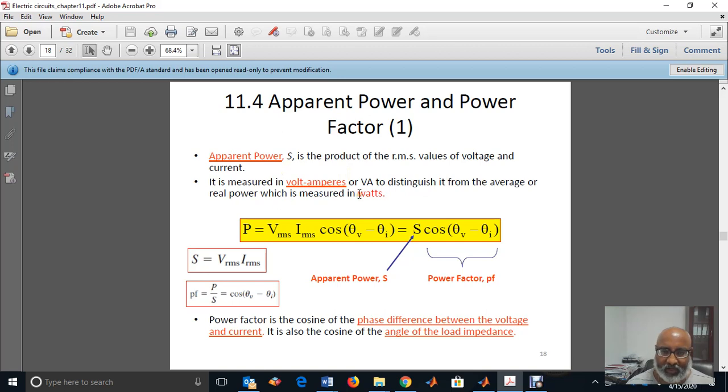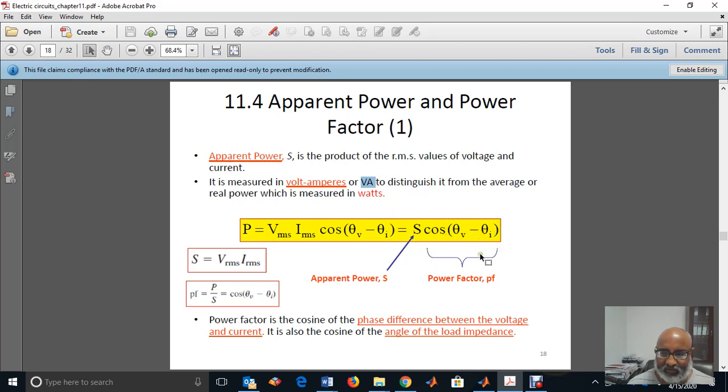To distinguish it from real power, whose unit is watts. So the real power P is Vrms times Irms cos(theta V minus theta I). Vrms times Irms is called the apparent power. What is the unit? Volt times ampere, and we give it the unit symbol VA, volt ampere. So the real power is S cos(theta V minus theta I).